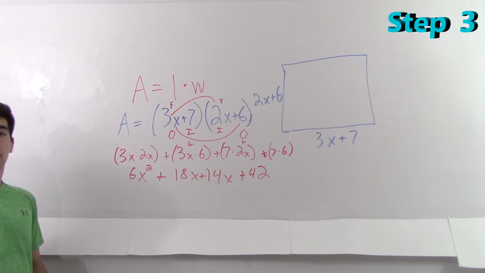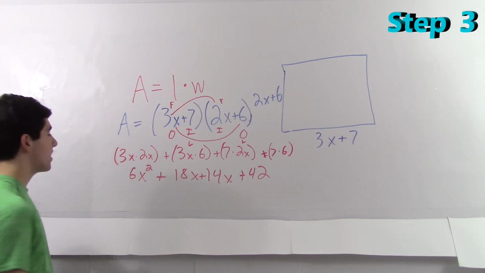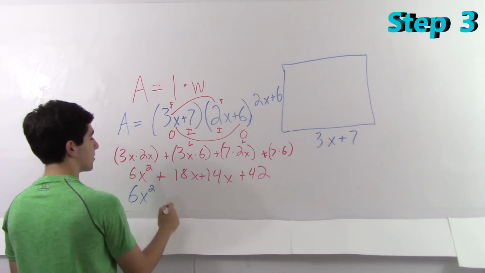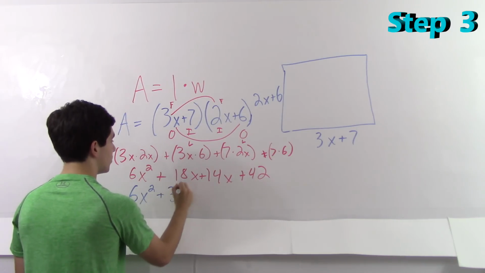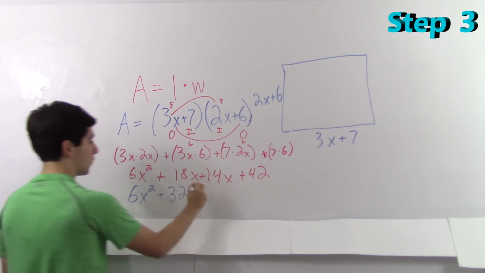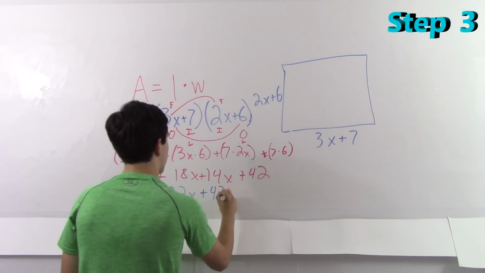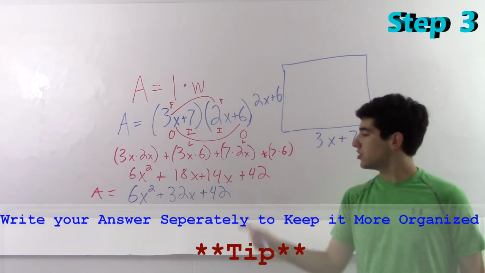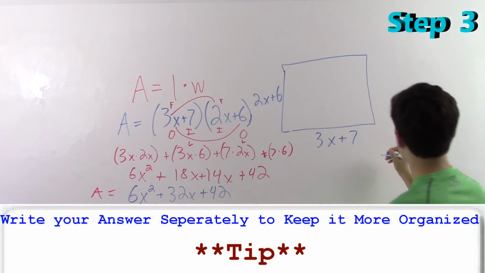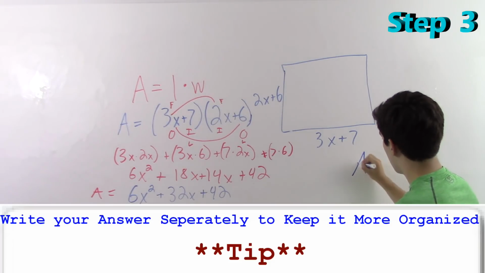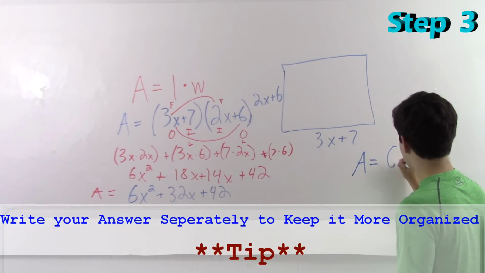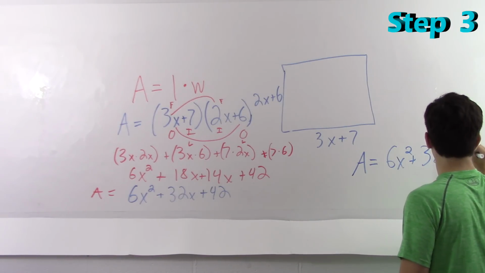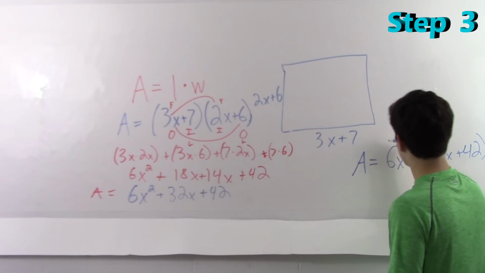Combine like terms, our last step of FOIL. 6x squared has no like terms, so we bring it down. 18x and 14x combine to make 32x plus 42. And that would be your area. But you're not done yet. Now on your answer sheet, you don't want to leave it just like that. What I like to do is go to an open space. A equals 6x squared plus 32x plus 42. I put it in parentheses.